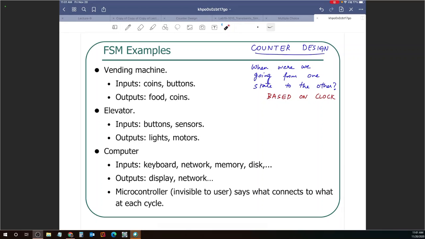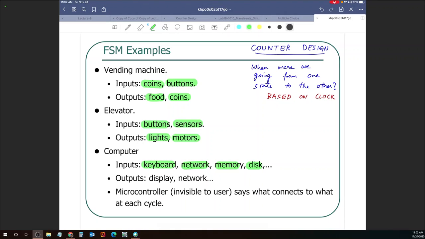Now, for a vending machine, what are some inputs and outputs? The inputs could be coins and the user pressing some buttons. The output could be the vending machine giving the user some food, and if there is some change to return, it also gives back some coins. In the elevator, the input could come from the buttons or sensors in the elevator. The outputs could be lights and motors activating the up and down movement of the elevator. For a computer, the inputs could come from the keyboard, network, memory, or a hard disk.